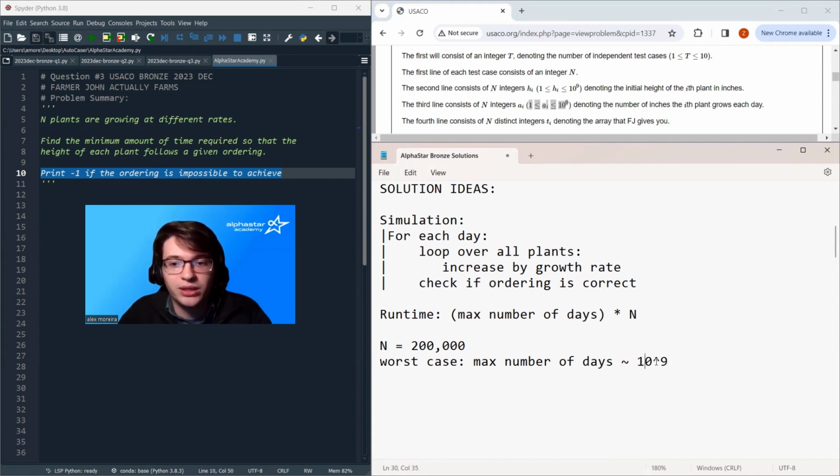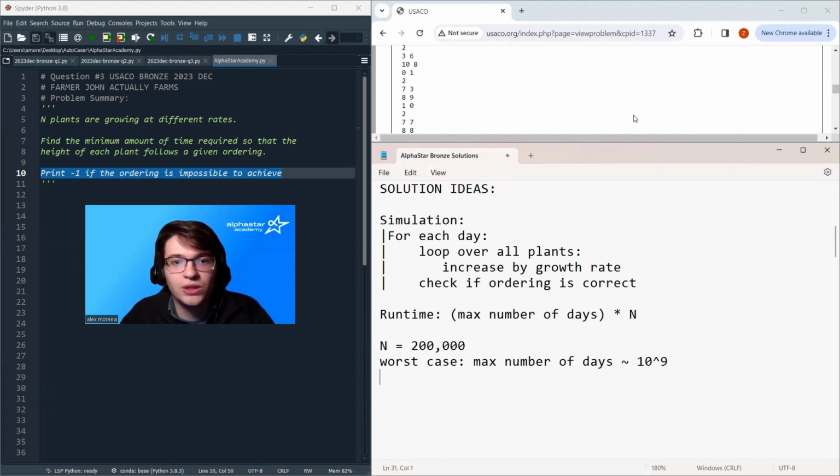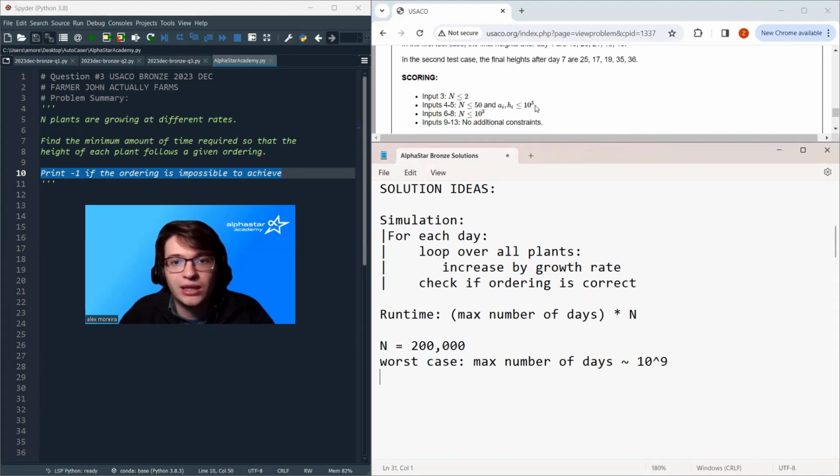If I take 1 billion and multiply that by 200,000, I'm pretty certain I'm not going to pass very many test cases in that case. So you could scroll down to the scoring section, and you can see that they do have a series of test cases where the simulation method does pass.